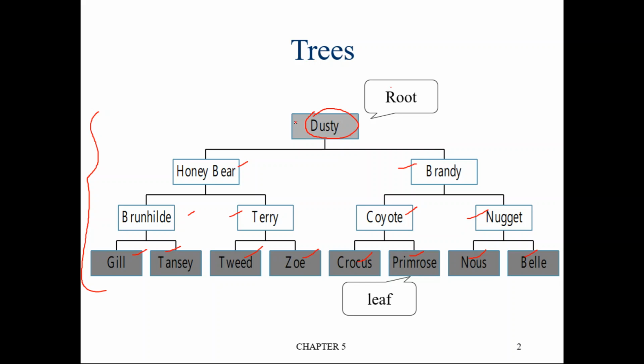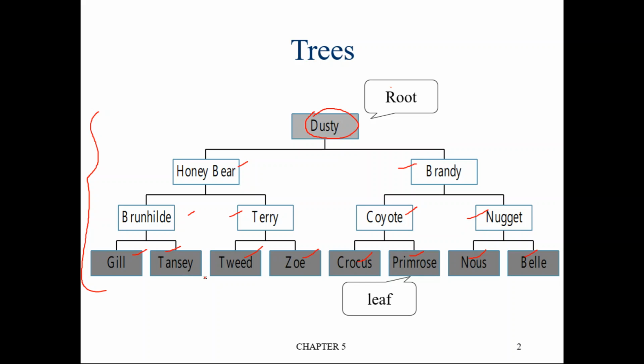Every tree will have a root node. A root node is a node which does not have any other parent. This root node, Dusty, does not have any parent. Dusty has two children, Honeybear and Bee Randy, and Bee Randy again has two children. Honeybear has two children.